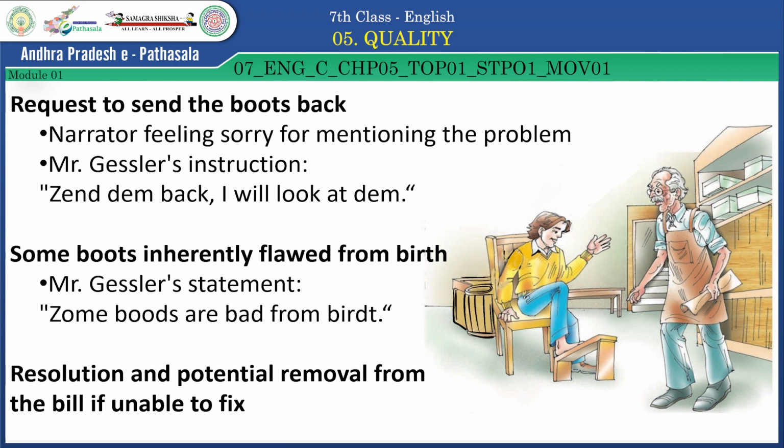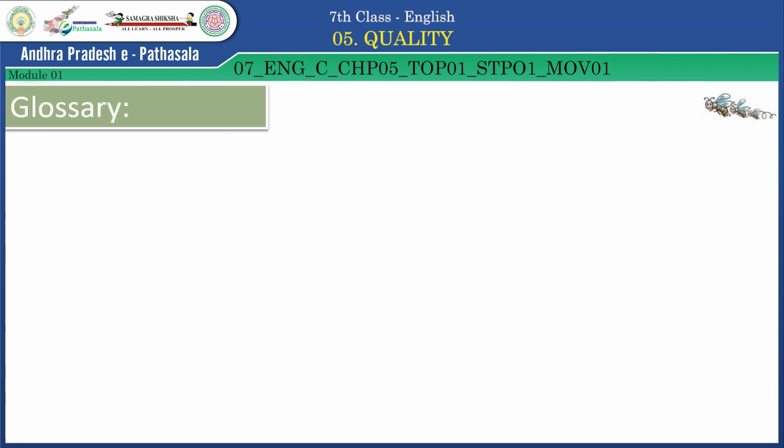So far we have understood part 1 of this story, up to page number 75. Let's check our understanding of the lesson with these questions. Before that, let us see the meaning of new phrases that we faced in the lesson. Now we are going to the glossary section.